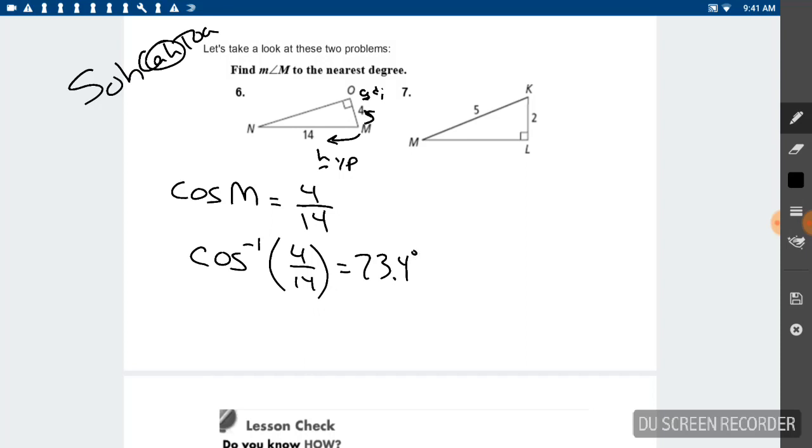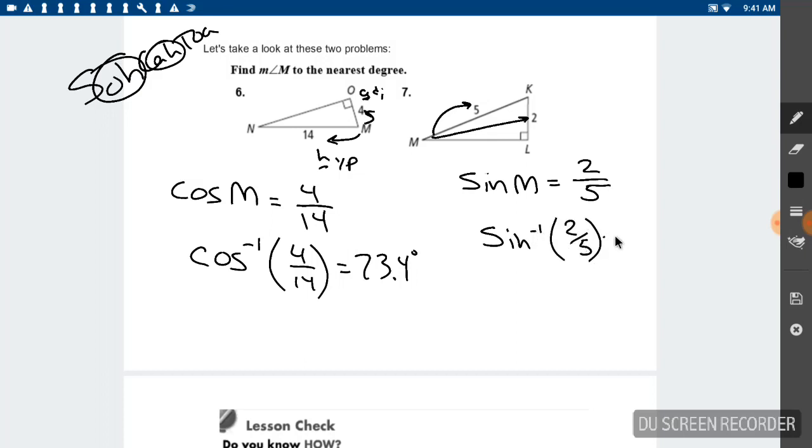And the final example today that I'll go over with you, m again. Let's see, now for m, there's opposite and hypotenuse. So opposite hypotenuse is the sine. So sine of m equals opposite 2, hypotenuse 5. So which angle has a sine ratio of 2/5? Let's let our calculator tell us. Inverse sine of 2/5 is 23.6 degrees.